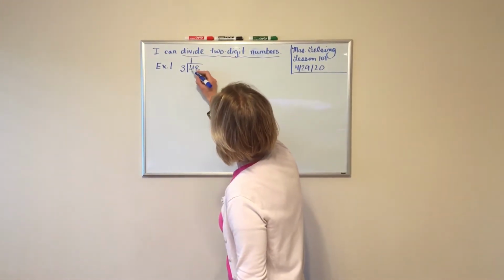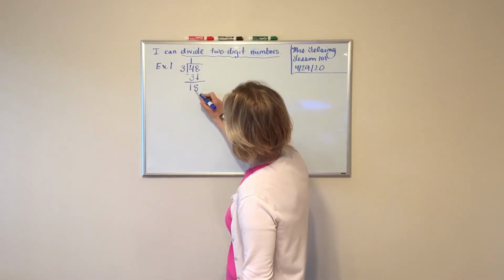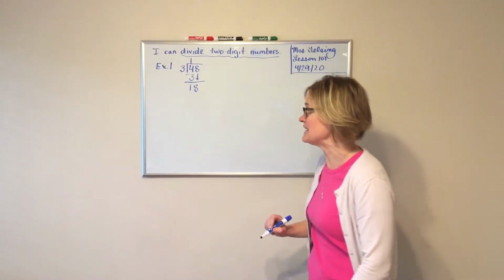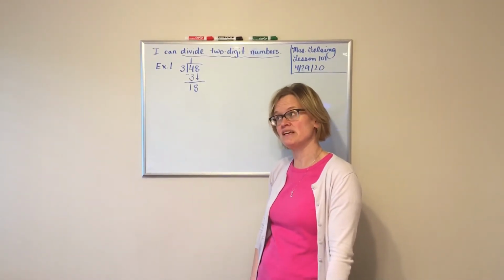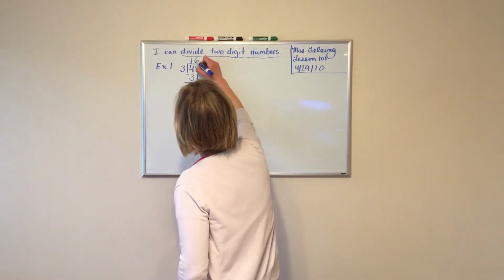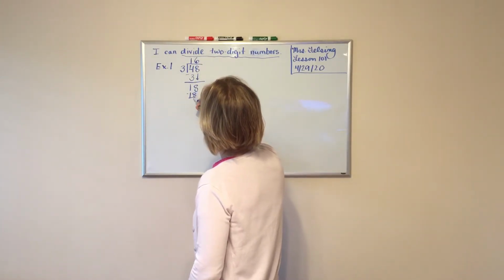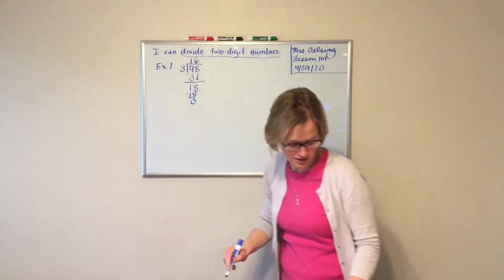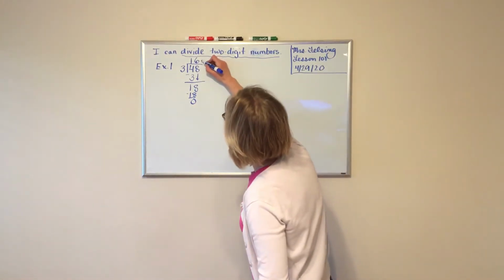So 1 times 3 is 3, and then I'll subtract. And then I'm going to bring this down. 3 can go into 18 how many times? Well, 3 times 5 is 15. 3 times 6 is 18. So I subtract, it's 0. That's my answer. So my answer would be 16 pages.